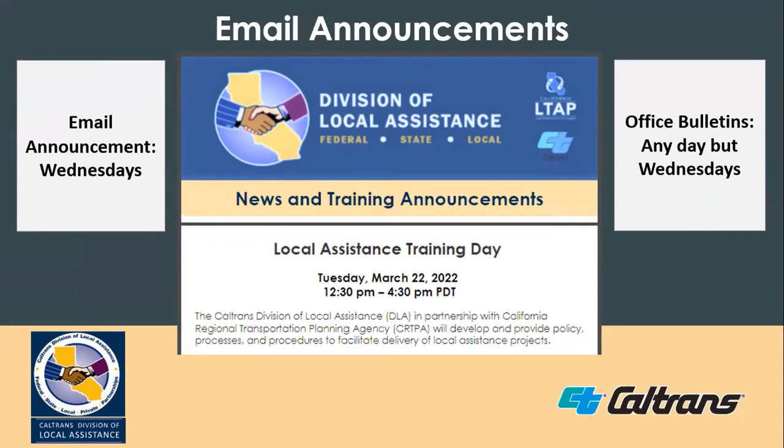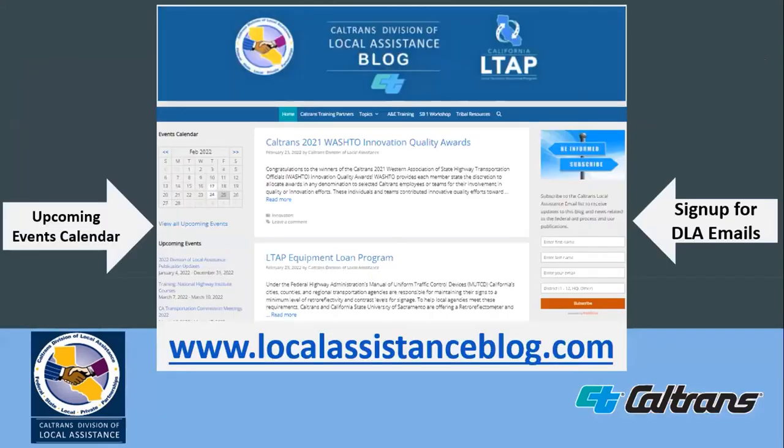If you'd like to know more about how to sign up for these email announcements and office bulletins, we want you to go to the DLA blog. That's our hub also for news and training that we send out notices for. If you go to the DLA blog, the Division of Local Assistance provides news, updates, training opportunities, and more. View the upcoming events calendar on the left column.